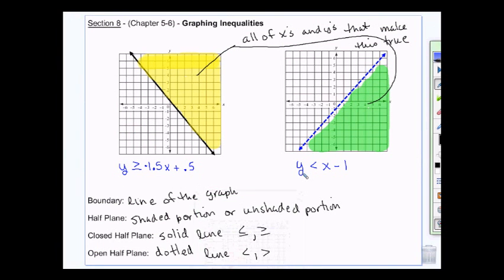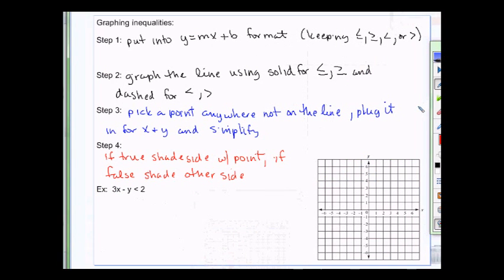So, to graph an inequality, first you put it into the form of y equals mx plus b, only it doesn't have an equal, it still keeps the greater than or less than symbols. Then we graph the line. If we have less than or equal to or greater than or equal to, we use a solid line. And if we have just less than or greater than, we use a dotted line or dashed line.